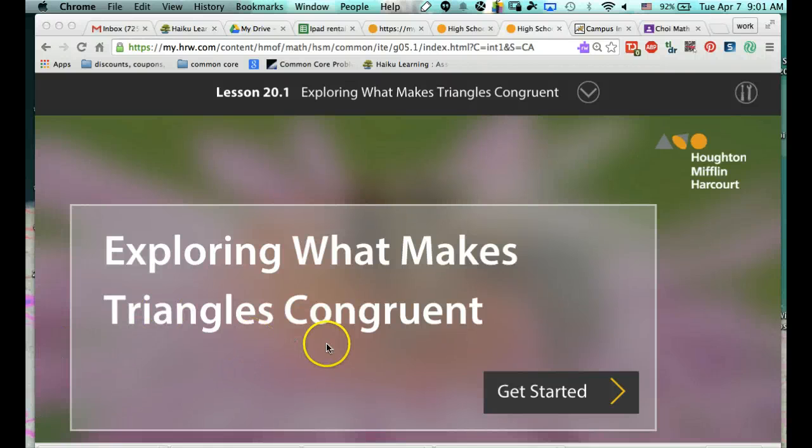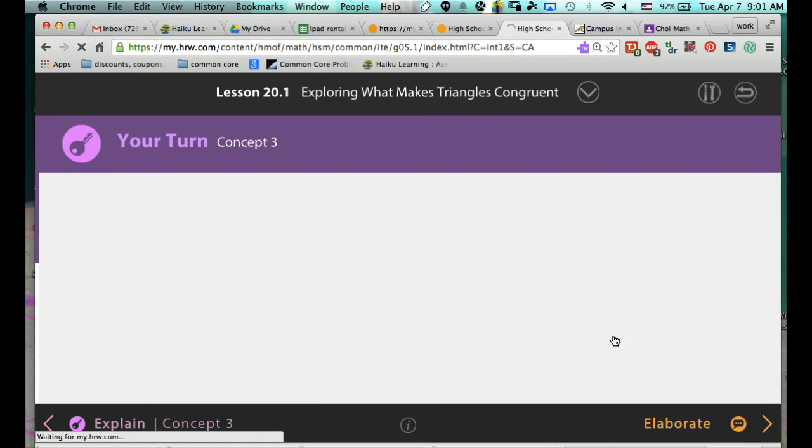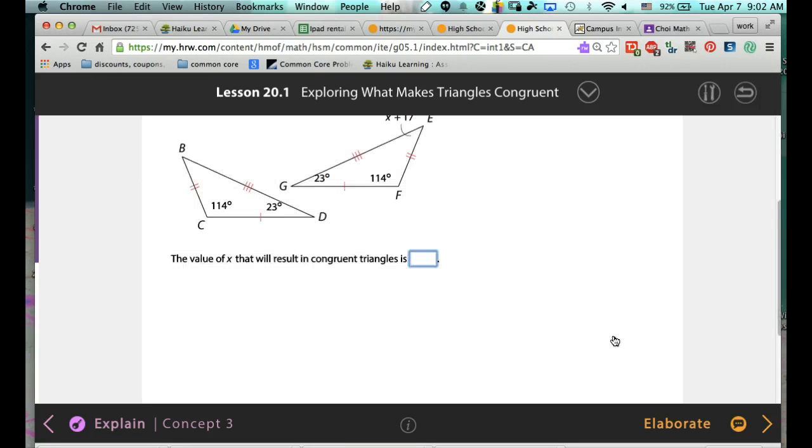So I want us to start reviewing for the test, and so first we're gonna go into lesson 20.1, and I want to go into the second Your Turn question, as you can see right here. I'm gonna turn off the light a little bit so you can see the screen.